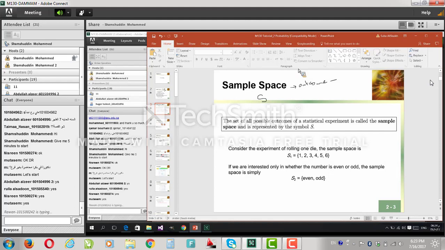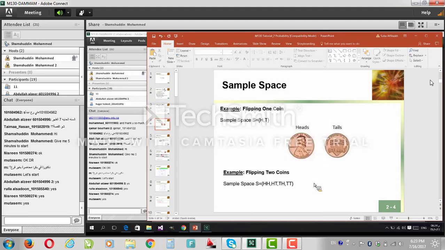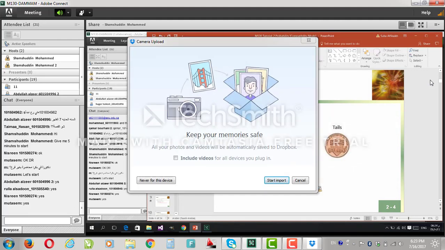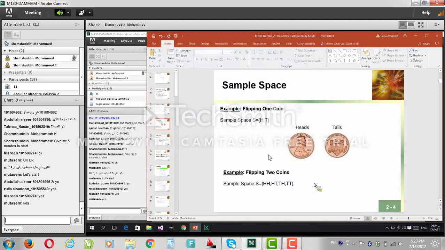And if we are considering the output, the sample space will consist of 2 parts, even and odd. Let me show you this in detail in the following example. I'm talking about one coin. If you have one coin and you are flipping this coin, the outcomes will be a head or a tail. So the sample space, the set of outcomes, is head or tail. We refer to them with H and T.